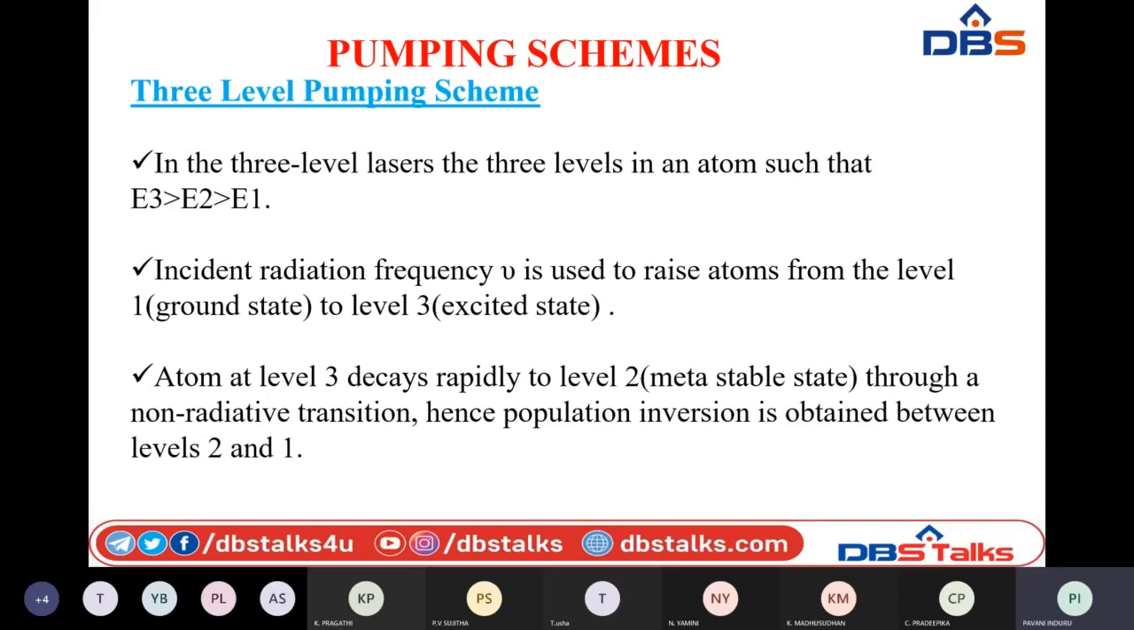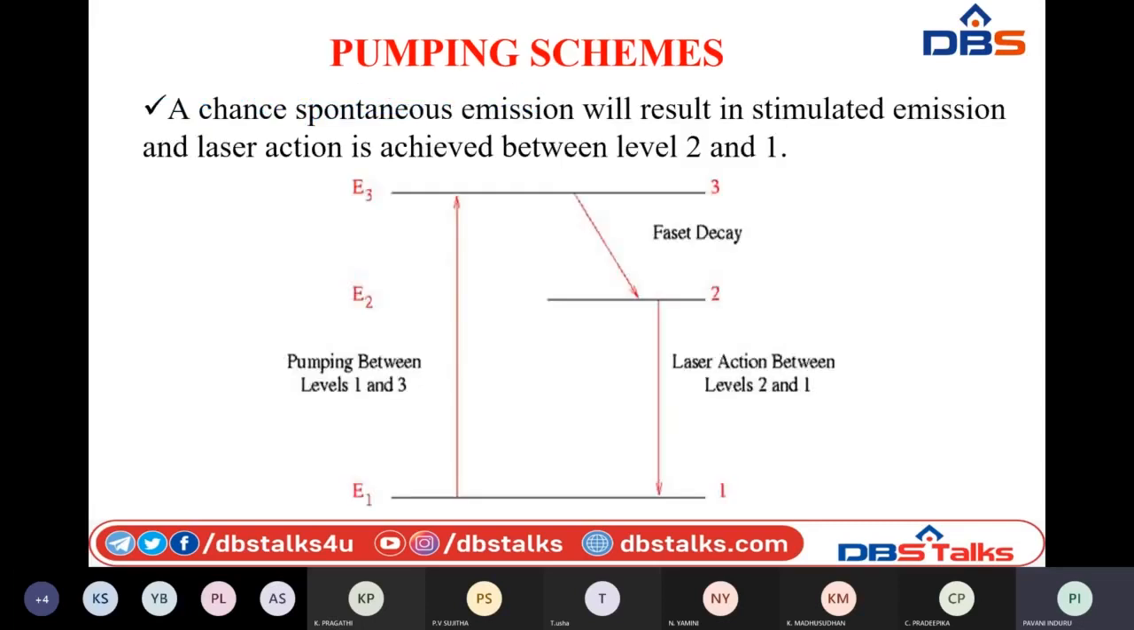E1 is the ground state. Now, whenever incident radiation of frequency nu is used to raise the atoms from the low level, the ground level, to the excited state, the atoms present in the ground level absorb that energy and go to upper level E3. So here we are going to supply the frequency nu, the photons.